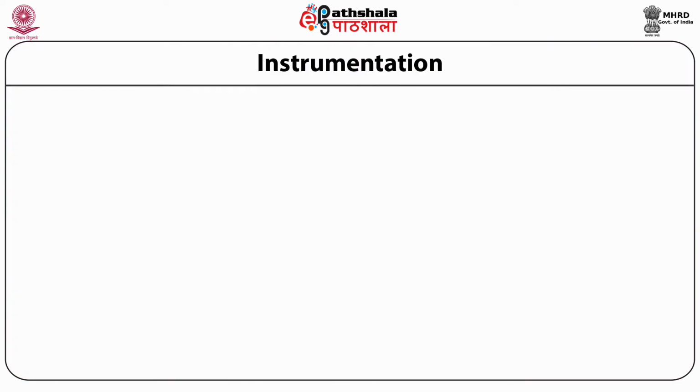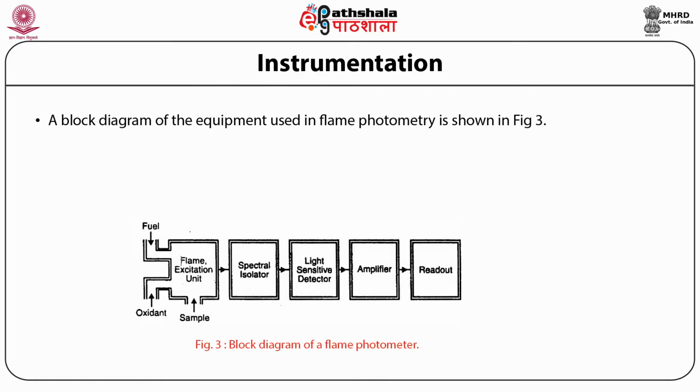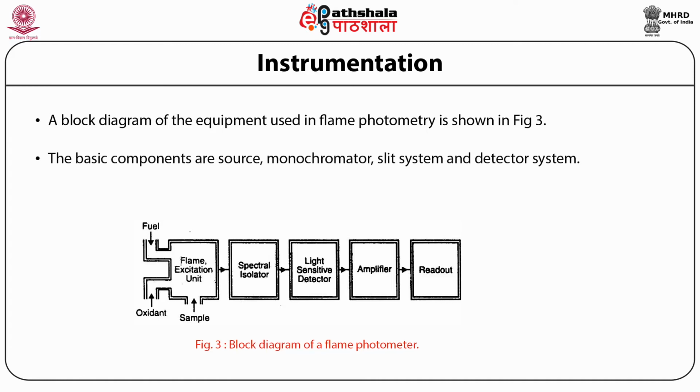Now we discuss the instrumentation of flame photometry. A block diagram of the equipment used in flame photometry is shown in this figure. The instrument possesses the same basic components as a spectroscopic apparatus. However, the basic components are the source, monochromator, slit system, and the detector system. The flame photometer also includes a burner, which is utilized for burning the sample solution and exciting the atoms produced in the flame after burning.